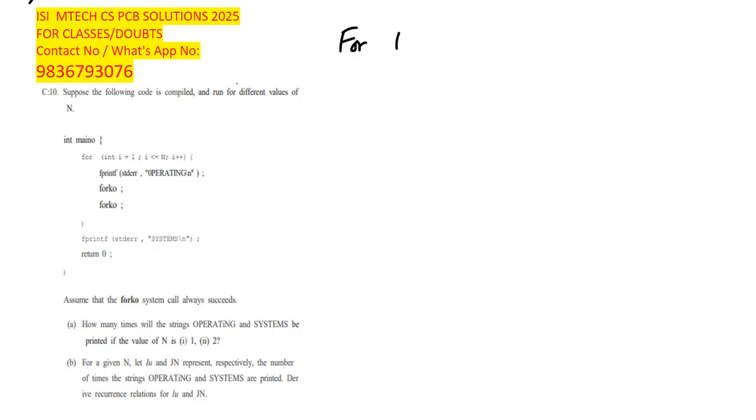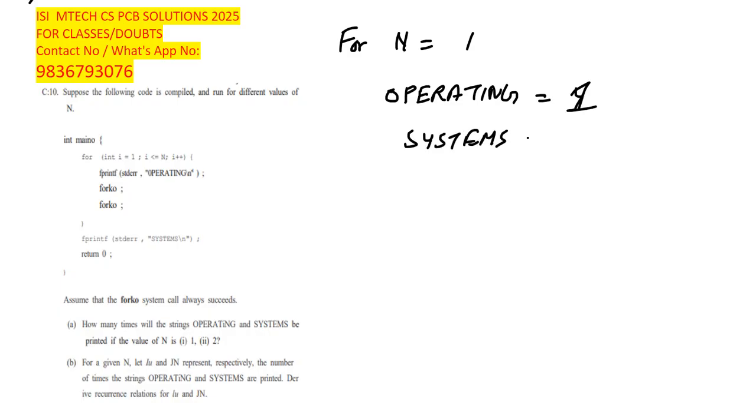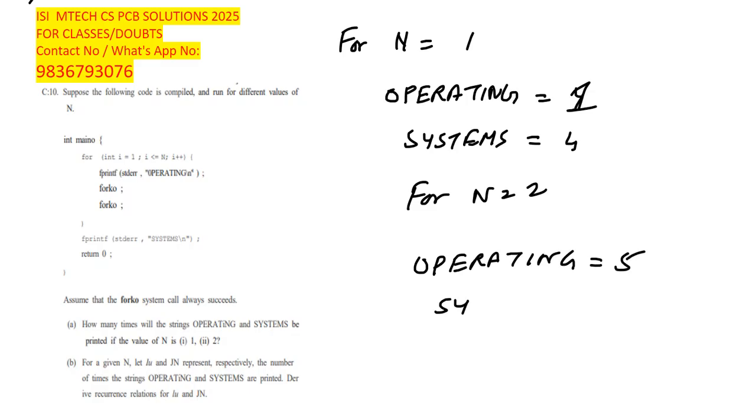So my final answer for part 1: for n equals 1, "operating" is 1 and "systems" is 4, and for n equals 2, "operating" is 5 and "systems" is 60. This is for 10A.